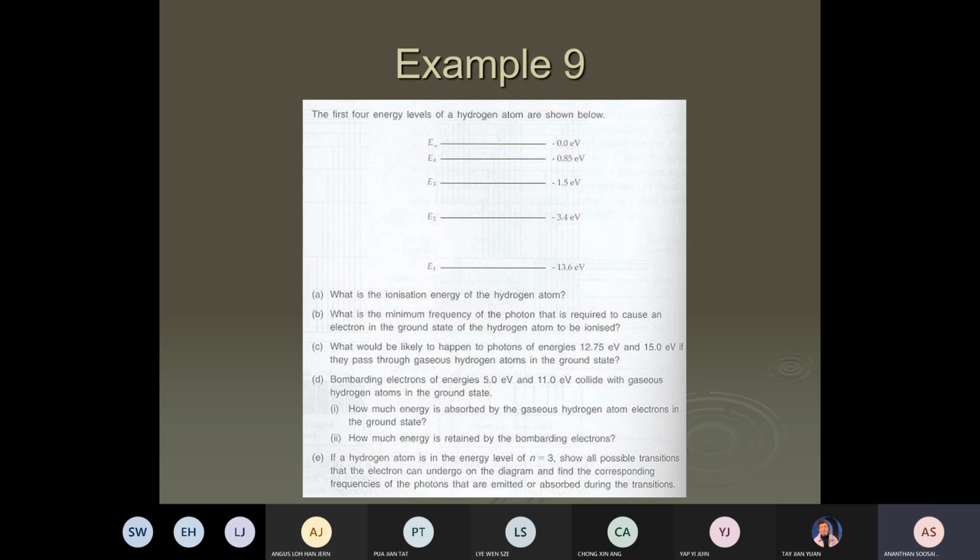Yep. The 5 eV electron never loses any energy, so it will be retained. How much energy is retained by the bombarding electrons? Yeah, 5 eV is retained. And 0.8 eV is retained for the 11 eV. Okay.